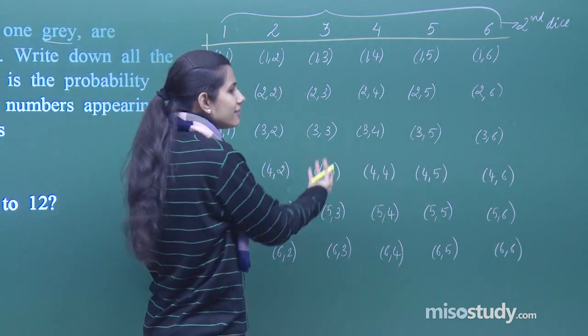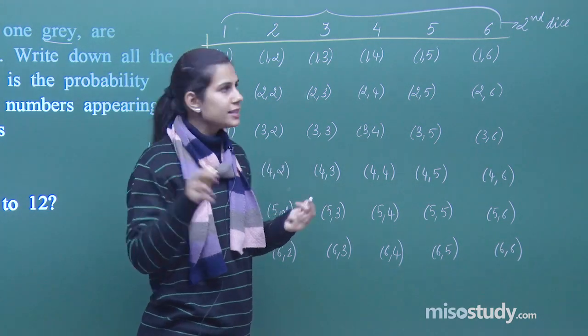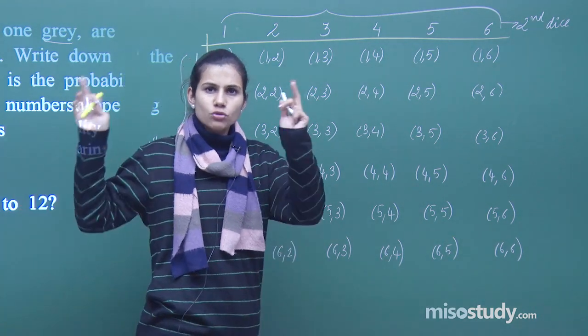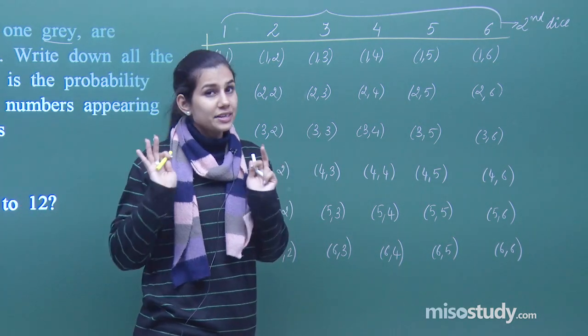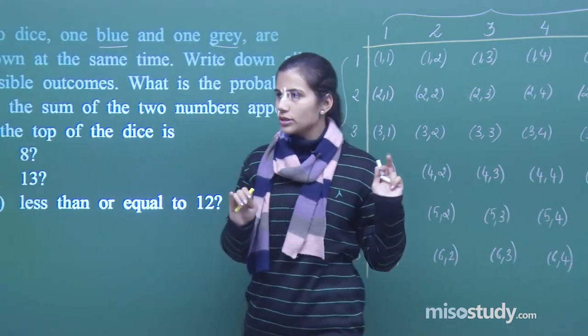This is how you obtain the sample space, and I told you how you write the sample space. You write capital S equal to all these ordered pairs separated by commas, and then you close the curly brackets. Fine, that is your sample space. So write down all the possible outcomes. We have written all the possible outcomes.